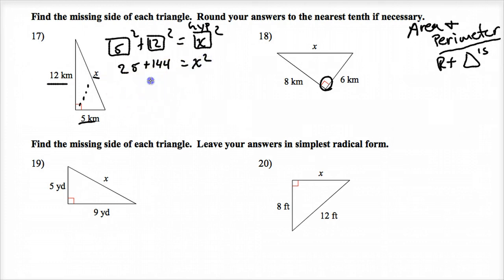Okay, 25 and 144, those add up to 169. So the answer is 169, right? Well, not exactly, because notice that this is x squared, and this over here, let's highlight in a different color because it's different, is just x. So how do we get x from x squared? In other words, something times itself is 169. Well, to do that, it's just square root.